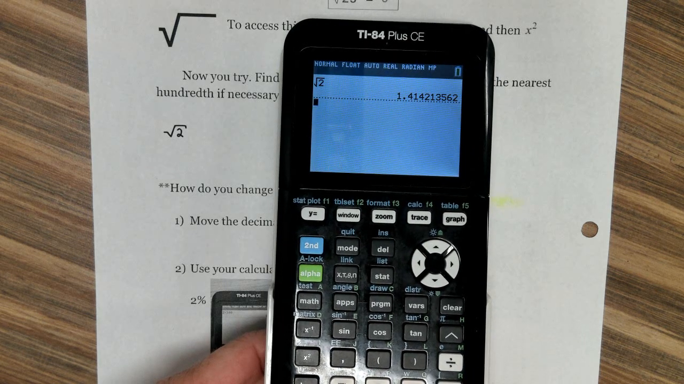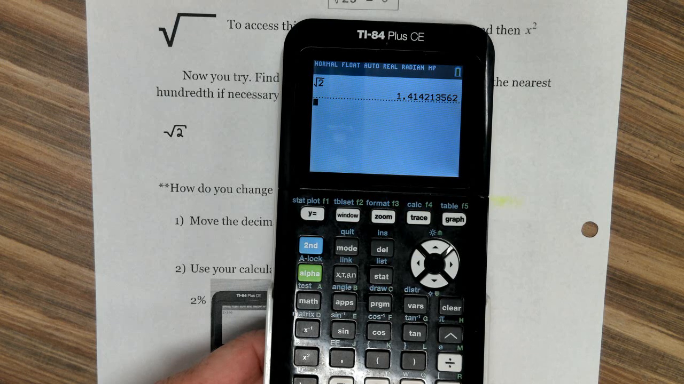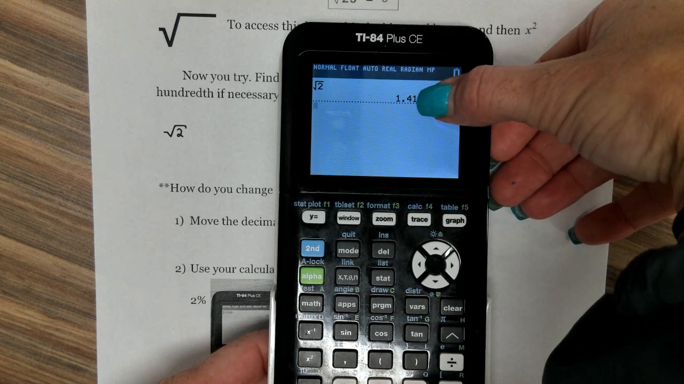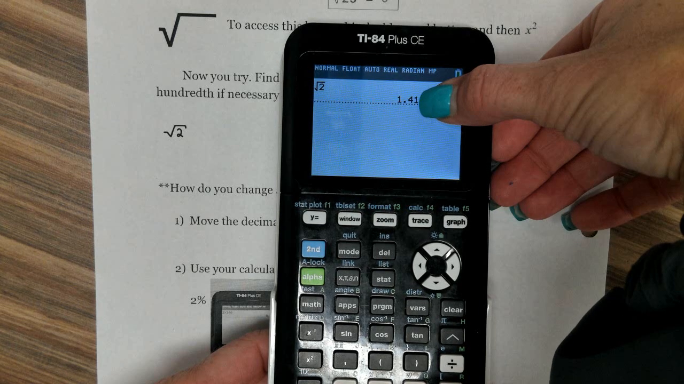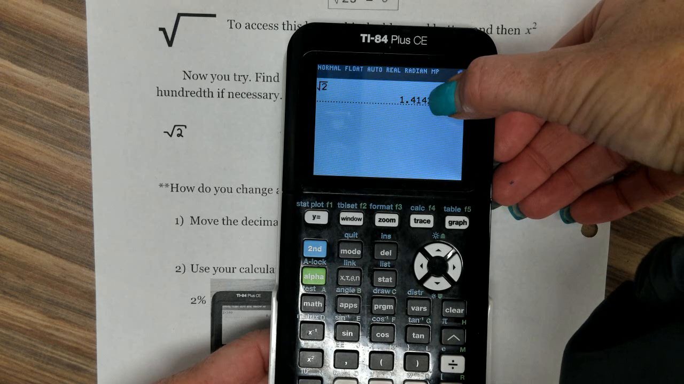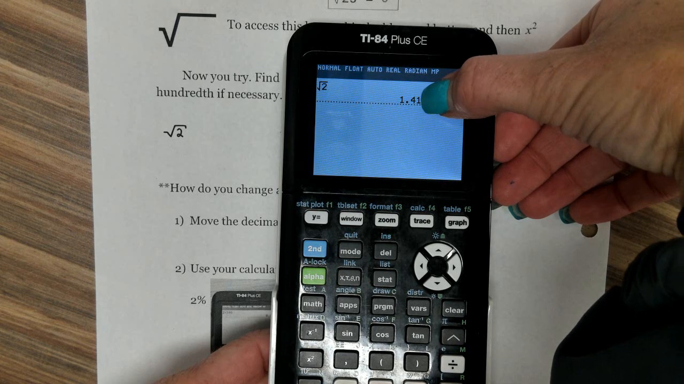Would I write that whole thing? That's too much to write. So I go to the second number, right, like this, and it's either going to be 41 or 42. I look to the right. Is it 5 or more or 4 or less? So I let it rest. So I keep it. 41. So 1.41.